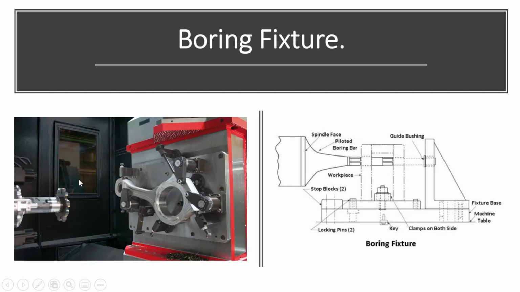Next is boring fixture. A previously drilled hole needs to be bored, so boring fixtures are used. The operation of boring is performed in one of two ways: by keeping the boring bar stationary and feeding the workpiece, or by keeping the workpiece stationary and feeding the rotating boring bar.